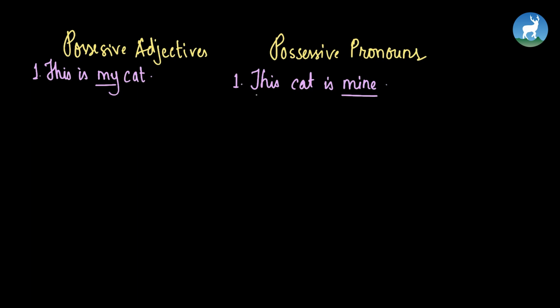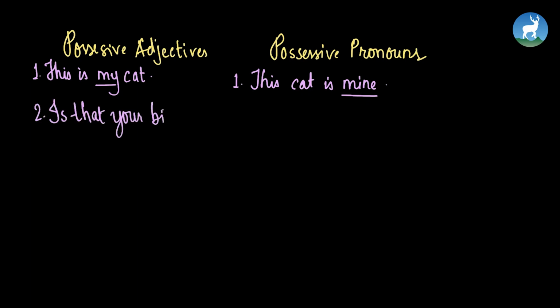So whenever we have to show ownership and we have to avoid repeating the nouns, we use possessive pronouns. Here, the word mine is a possessive pronoun and it avoids repeating the noun, this cat. If we say this cat is my cat, the sentence is going to get long and confusing. So we shorten it and make it simpler by saying this cat is mine. Let's go to another example.